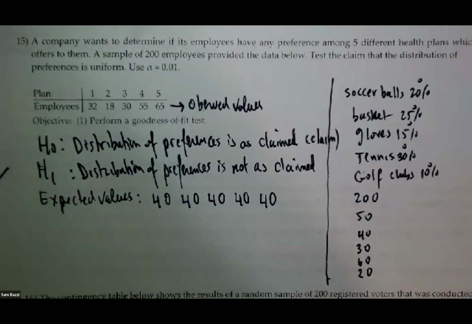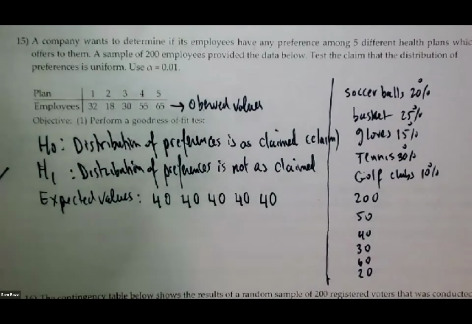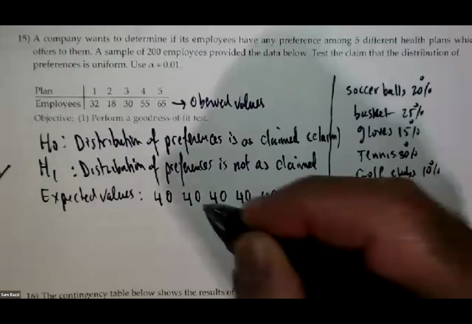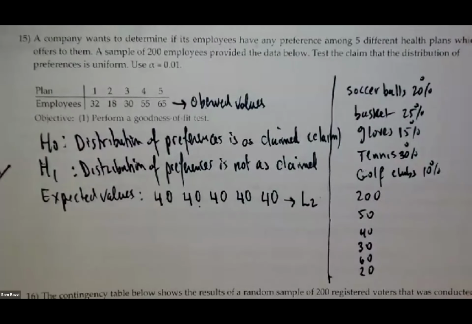The total in the sample, guys, is 200. And we have 5 categories. I just divide 200 by 5. Each one will get 40. Yeah, exactly, 200 divided by 5. These are in L2, expected values. Okay, let's run the test.